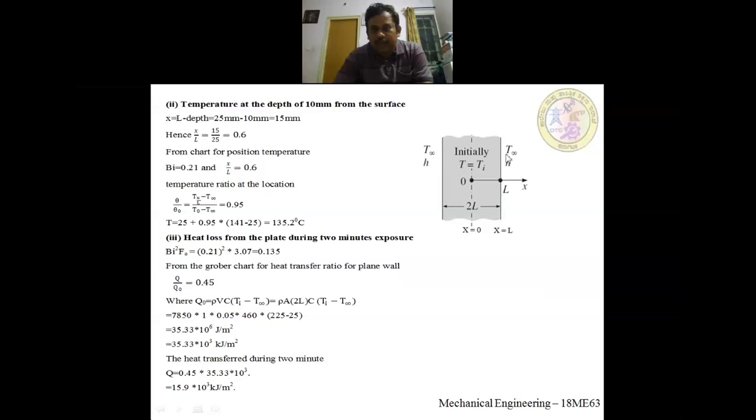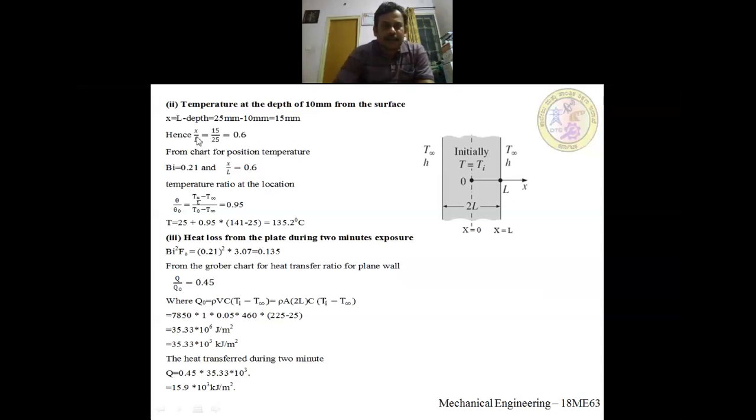If you draw a line here, that line will have a depth of 10 mm from the surface. From the axis line, x will be 25 minus 10, which is 15 mm. If you draw a line from this middle line to this line, the value is 15 mm.